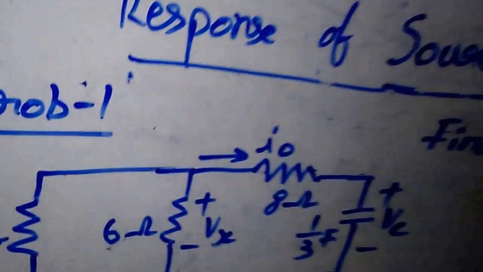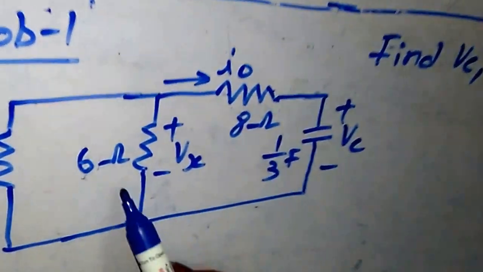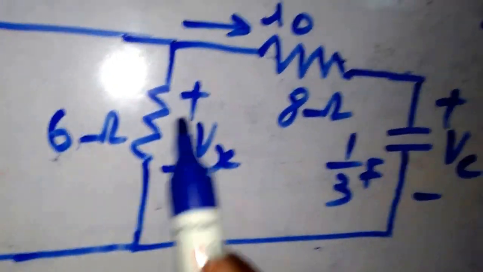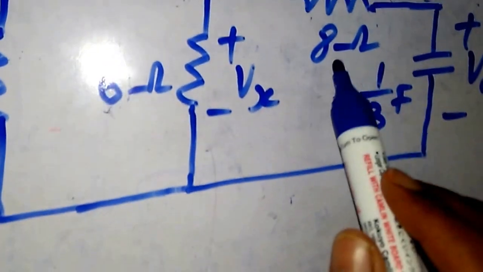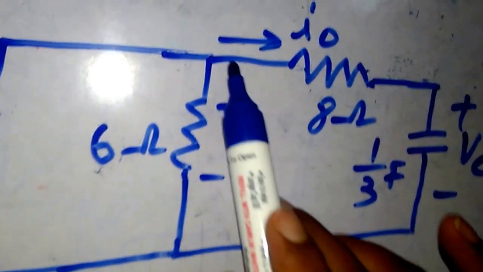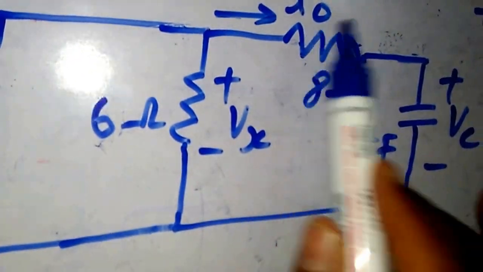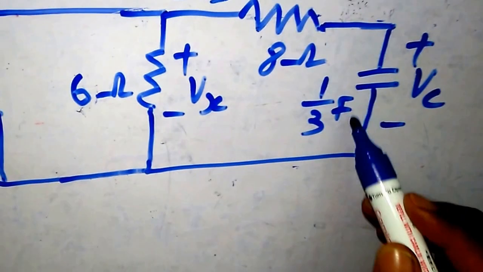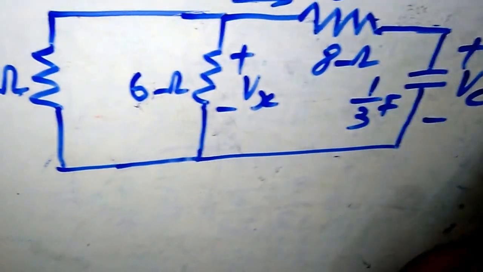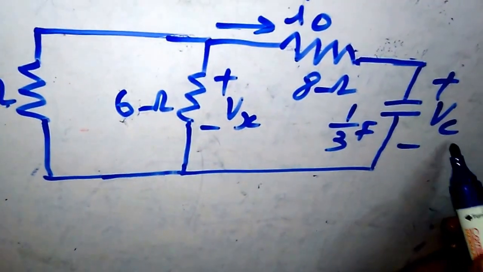Hi friends, now we will consider a simple problem on source free RC circuit. Consider this problem. Here you have a 12 ohm resistor and a 6 ohm resistor. The voltage across the 6 ohm resistor is Vx, and then there is an 8 ohm resistor. The current flowing through this 8 ohm resistor is I naught, and you have a capacitor, its value is 1 by 3 farads, and the voltage across the capacitor is Vc.